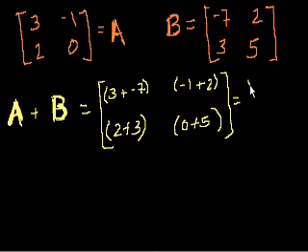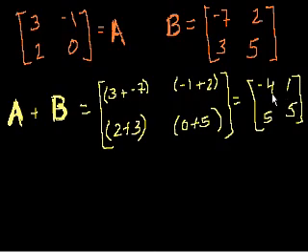So that equals what? 3 plus minus 7, that is minus 4. Minus 1 plus 2, that's 1. 2 plus 3 is 5. And 0 plus 5 is 5. So there we have it. That is how we humans have defined the addition of two matrices. And by this definition, you can imagine that this is going to be the same thing as B plus A.